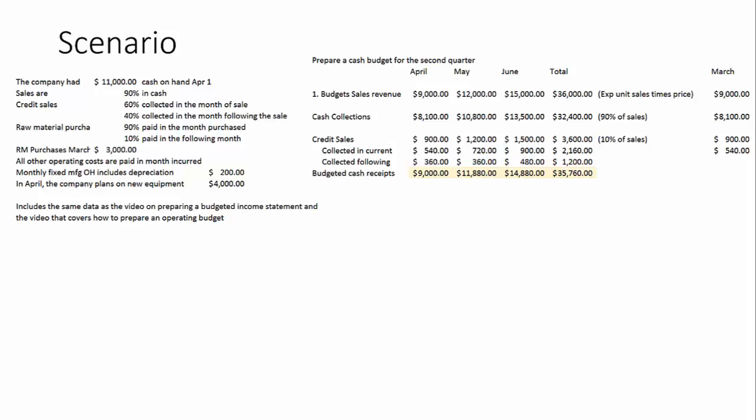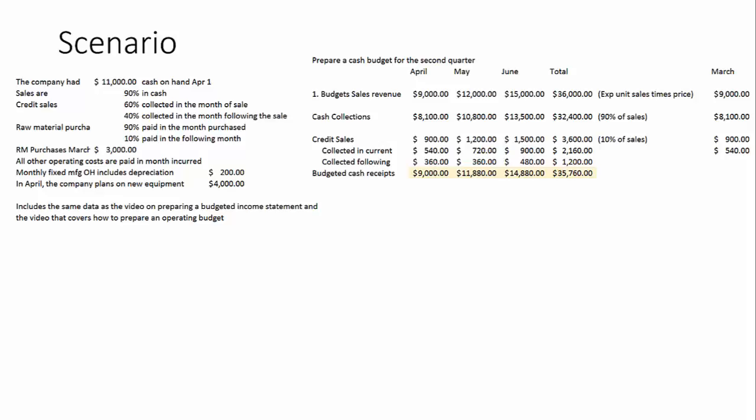how to prepare an operating budget, because we take the expected sales units times the sales price. I don't have that information here, but if you look back on that video, you'll see it. And so basically for April, we had 300 expected sales times $30 a unit is $9,000 in sales revenue. For that sales dollar amount, we collect some of that in cash in the month of April. 90% of it we will be collecting in the month of April. So 90% times 9,000 is $8,100.